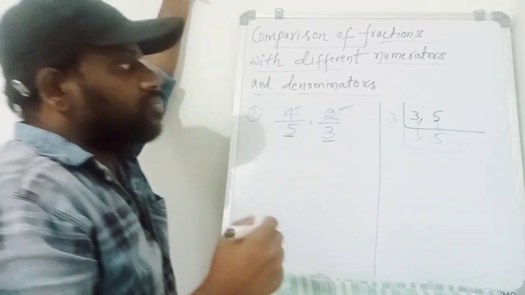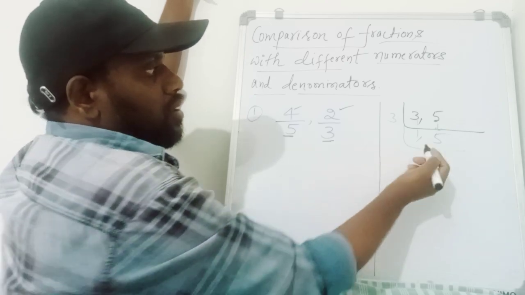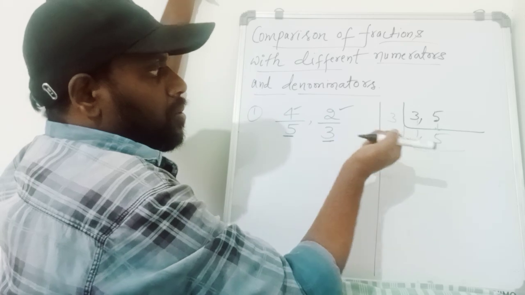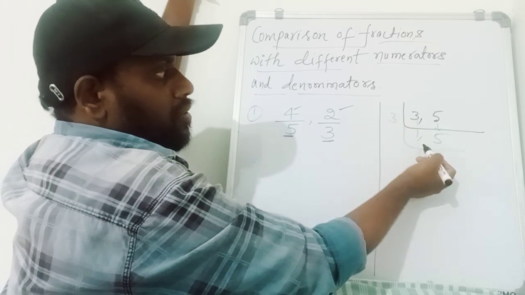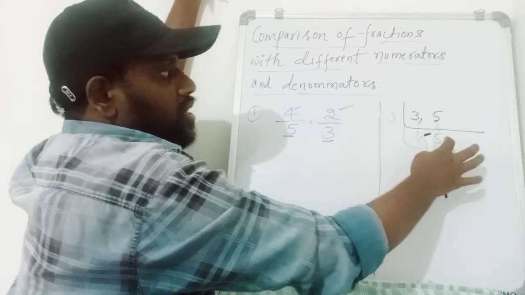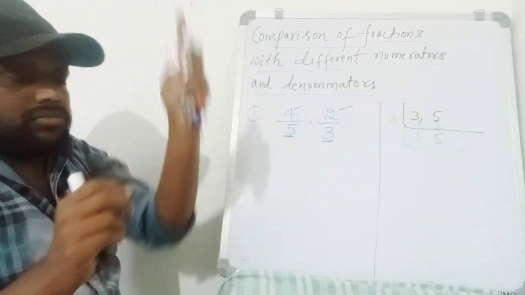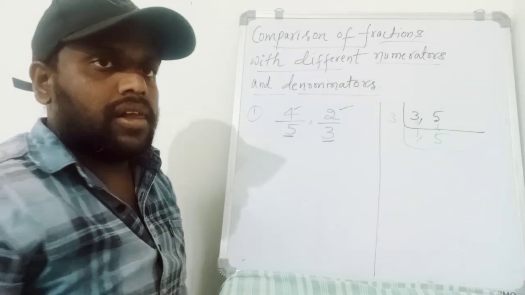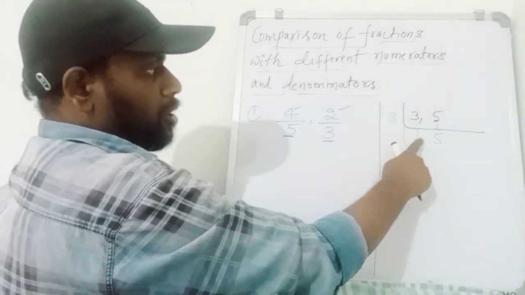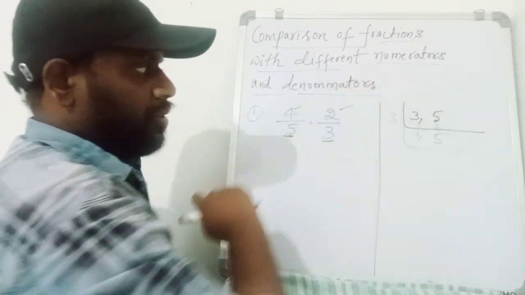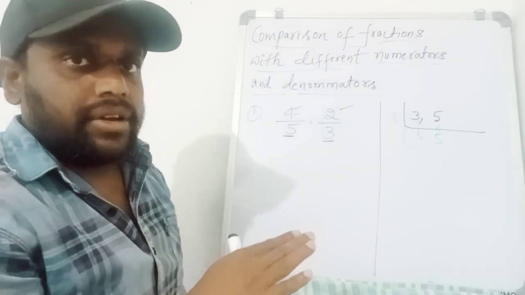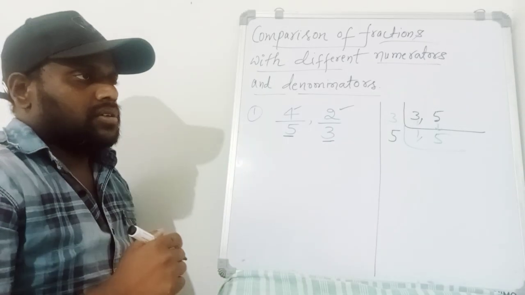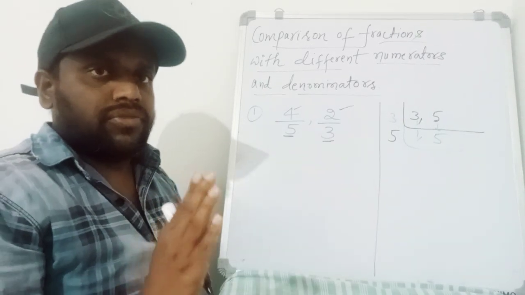Next, any one should be completely divided by the prime number 3. You have to check here: 1 is there, 5 is there. Neither is divided completely by 3. So 1 can't be divided, 5 can't be divided. We will take the next prime number, which is 5. 5 is a prime number.